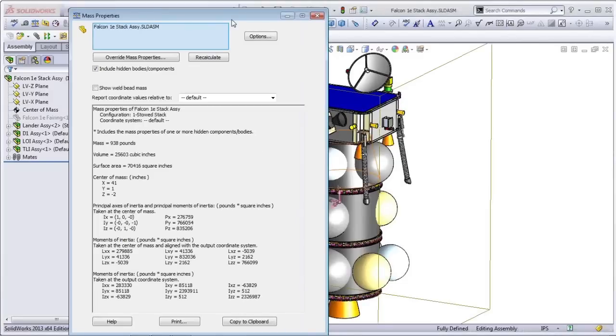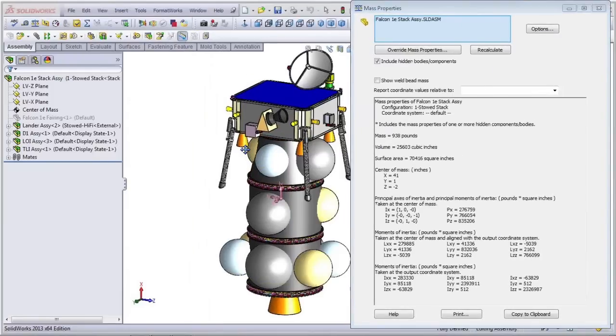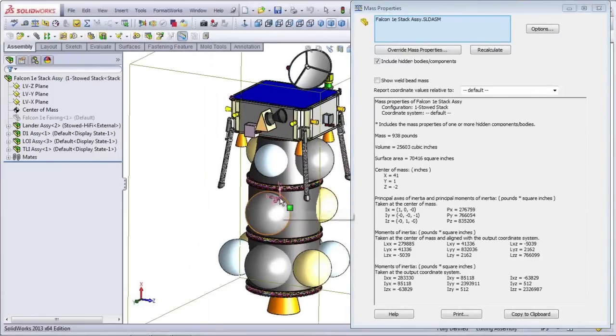And if I click my mass property button and show it to you, what I have is somewhere in the middle of my stage number 2. And I'll kind of highlight this right here. My center of mass is at x equals 41. And you can see the coordinate system, vehicle coordinate system is here. So x is straight up the launch axis. So this is my full stack assembly.